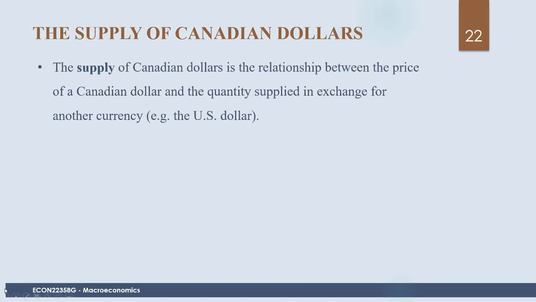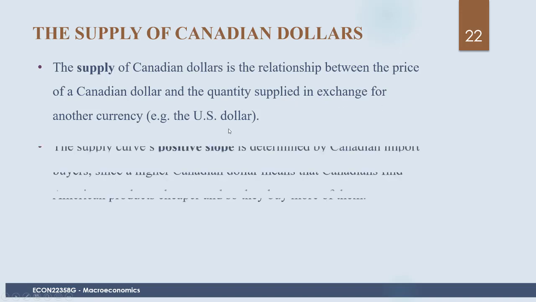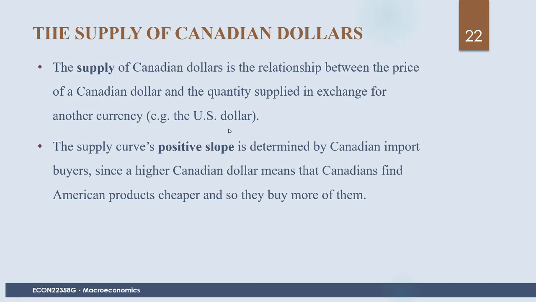In terms of the supply, the supply is going to come from Canadians who are buying foreign exchange. It's the relationship between the price of a Canadian dollar and the quantity supplied in exchange for another currency. The supply curve will have a positive slope, and the positive slope is determined by Canadian import buyers. When we buy something from abroad, we're selling Canadian dollars on the foreign exchange market and then buying foreign currency. So a higher Canadian dollar is beneficial if we want to import from another country. It means that Canadians would find American products cheaper, and so they will buy more of them.